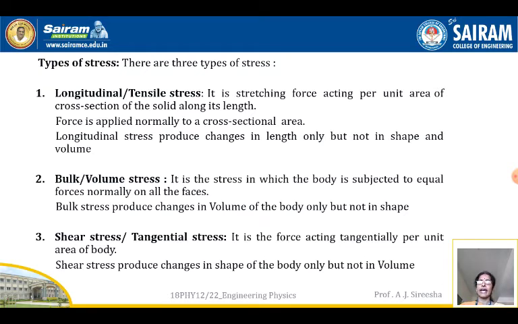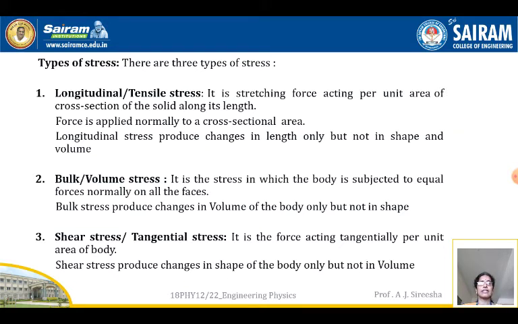Now we see the types of stresses. There are three types of stress: longitudinal or tensile stress. It is a stretching force acting per unit area of cross section of the solid along its length. Force is applied normally to the cross sectional area. Longitudinal stress produces a change in length only, but not a change in the volume.